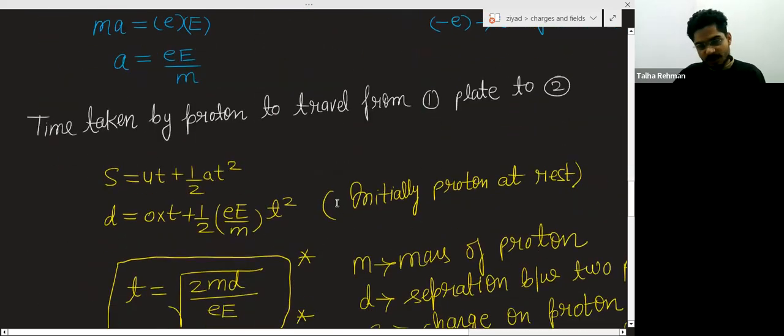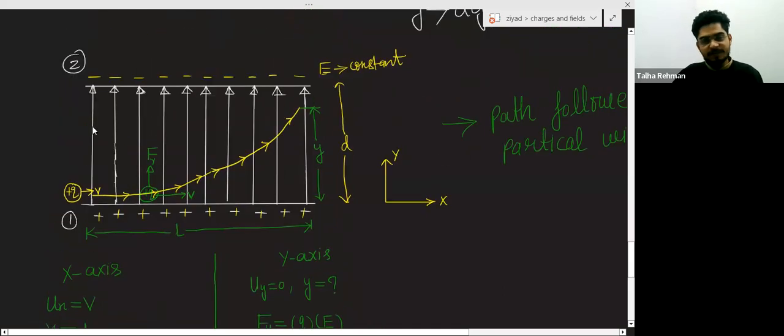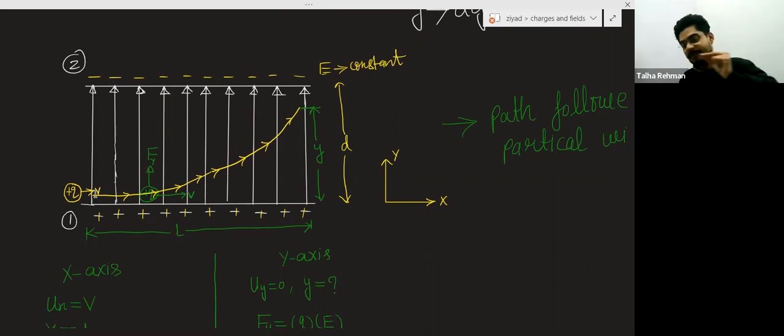This plate is positively charged, this plate is negatively charged, so the electric field will be like this. A charged particle enters the electric field with the initial velocity V. The electric field is in the upward direction and a charged particle has entered it. So what will happen now?